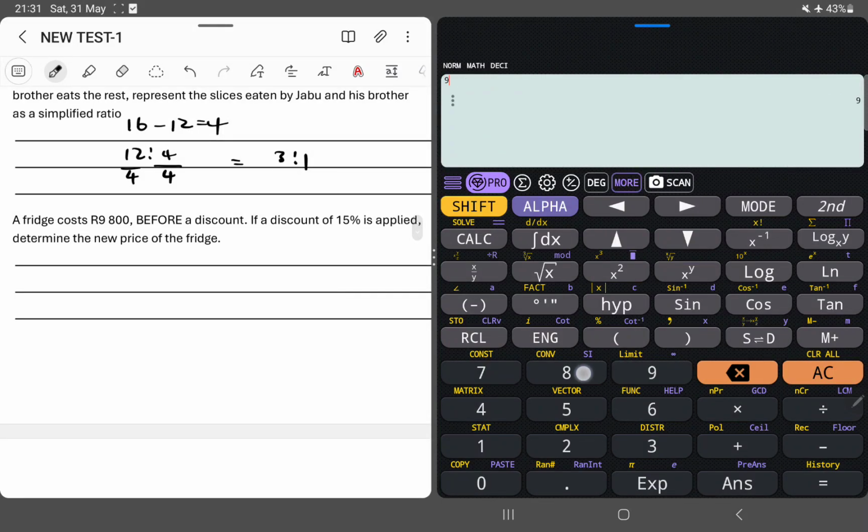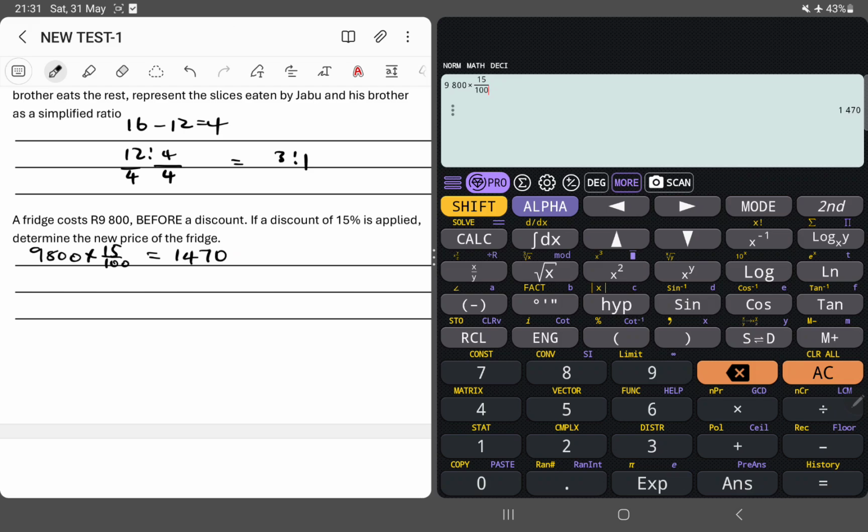I'm going to have 9,800, which is the original price, times 15 over 100. I want to find the discount. I'll have 9,800 times 15 over 100 because it's a discount. And how much do we get? 1,470. It means the price of the fridge will be reduced by 1,470.